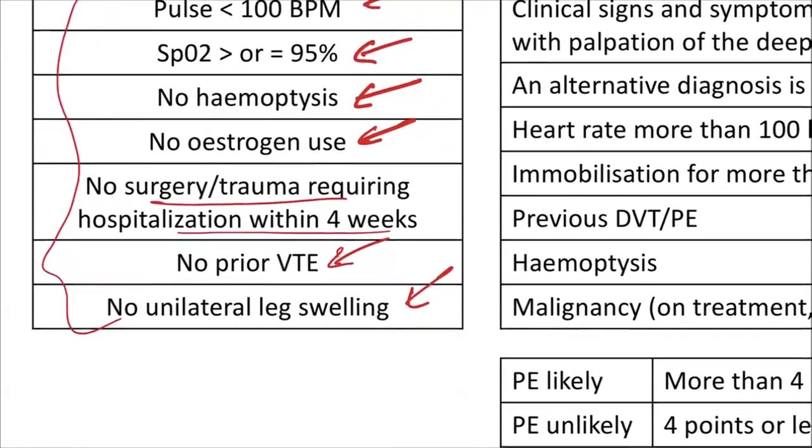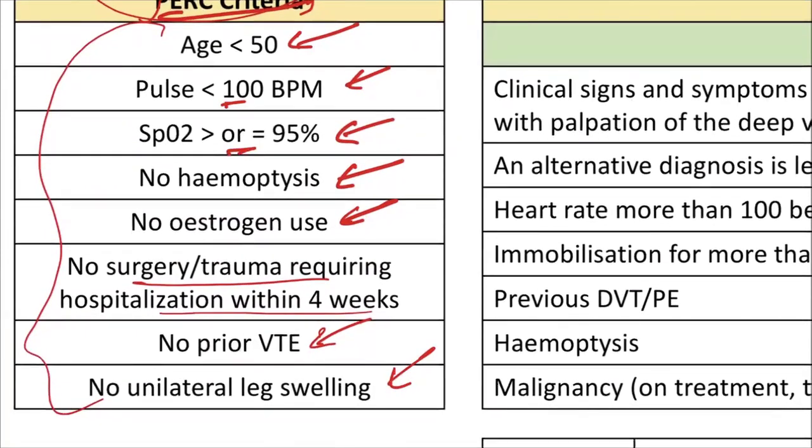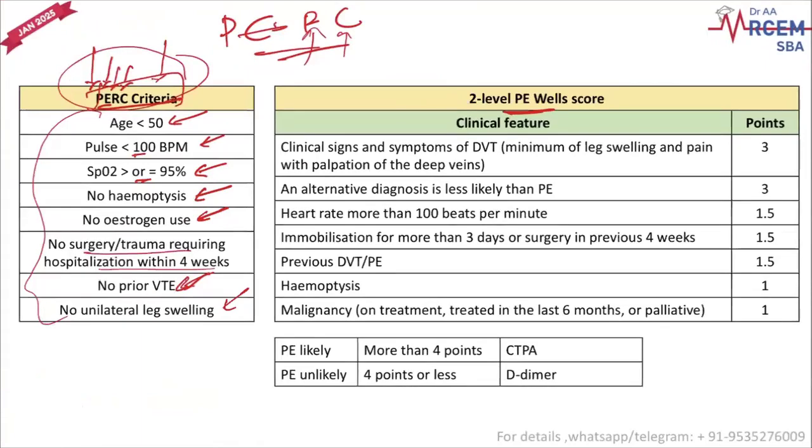You can mention it in your notes and move ahead and think of some other diagnosis. If any one of these features is present, for example the patient is tachycardic or slightly hypoxic, or a previous history of DVT is present, if even one is not satisfied, then you need to do the two-level PE Wells score. In the two-level PE Wells score, it asks whether any clinical signs and symptoms of DVT are present. Usually we talk about leg swelling and pain on palpation of the deep vein. If present, it gets 3 points.